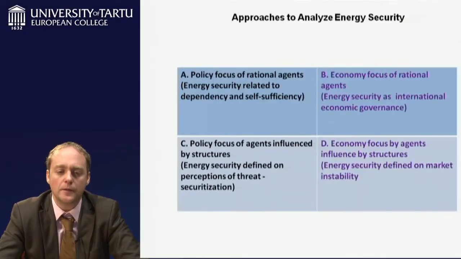The second module will address political approaches to energy security. What does it actually mean? I would say that approaches to energy security can be classified in 4 groups, and they can be schematized in 4 different quadrants. As you can see on the following slide, there are 4 quadrants. 2 of them, the upper quadrants, A and B, are a little bit in a darker color.